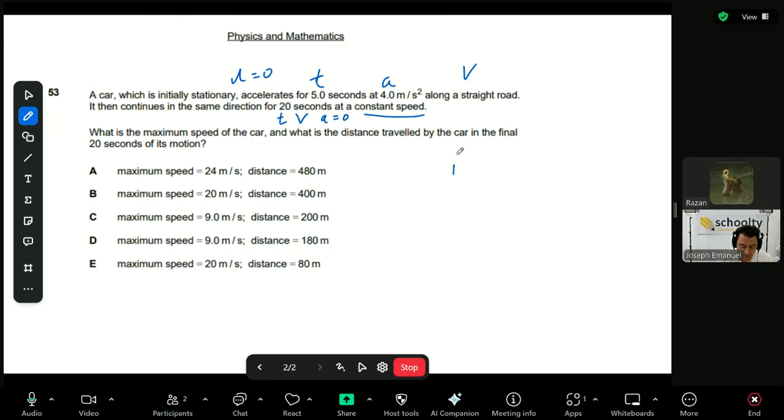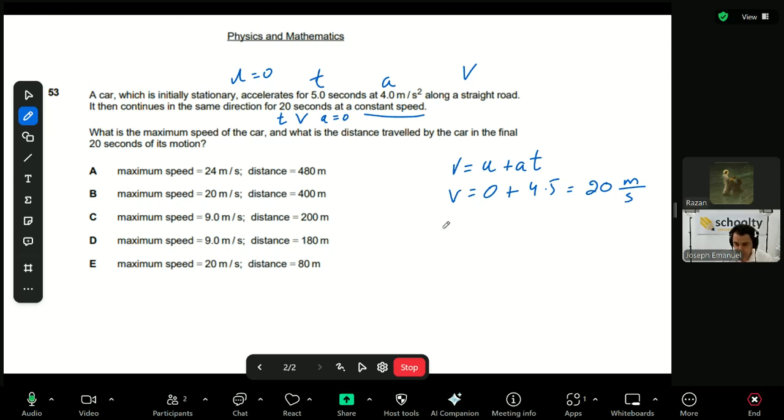Okay, so the equation is v = u + at. The initial speed was 0 in the beginning, and the acceleration is 4 meters per second squared for 5 seconds. So if each second the velocity jumps by 4, 5 times 4 is 20. So it's 20 meters per second, the velocity at the end of the first part, which is acceleration for 5 seconds.